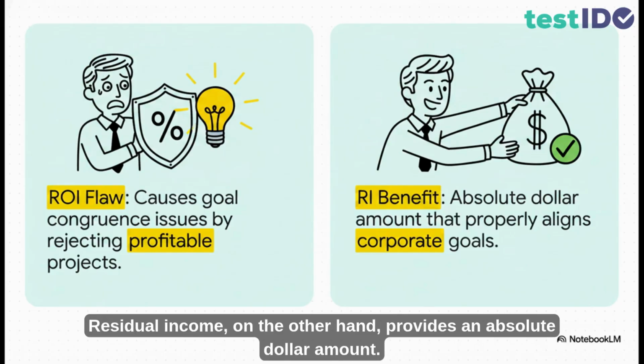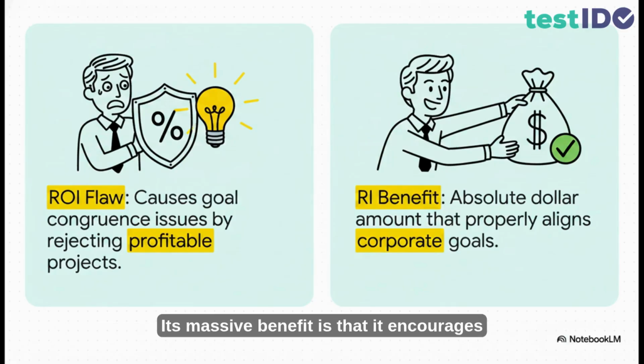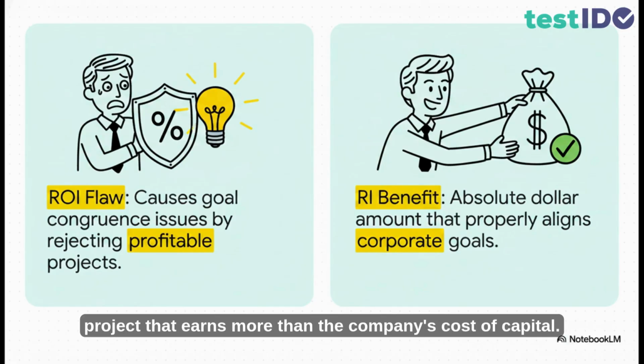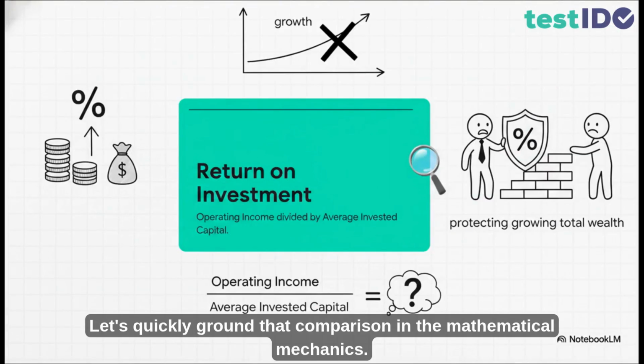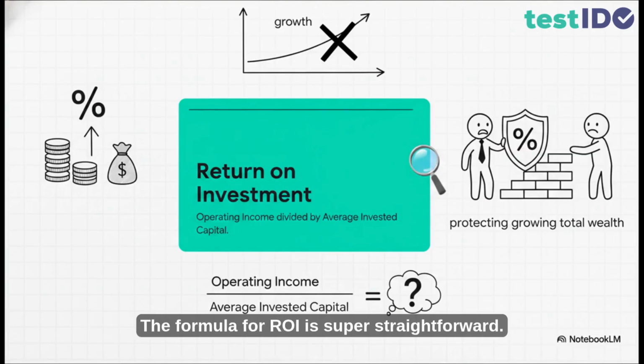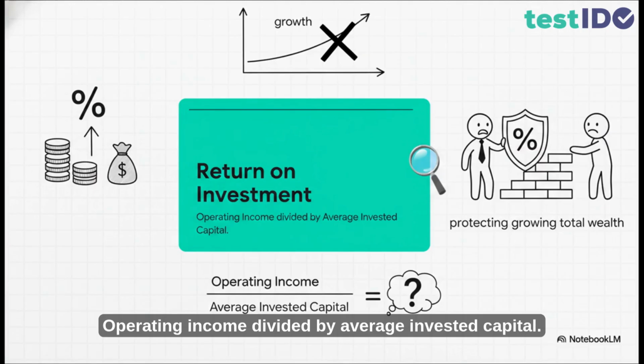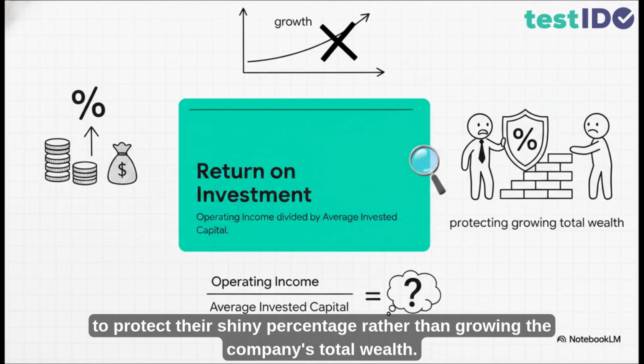Residual income, on the other hand, provides an absolute dollar amount. Its massive benefit is that it encourages a manager to take on literally any project that earns more than the company's cost of capital. Let's quickly ground that comparison in the mathematical mechanics. The formula for ROI is super straightforward. Operating income divided by average invested capital. It gives you a percentage, which is really easy to digest, but as we just discussed, it mathematically motivates managers to protect their shiny percentage rather than growing the company's total wealth.